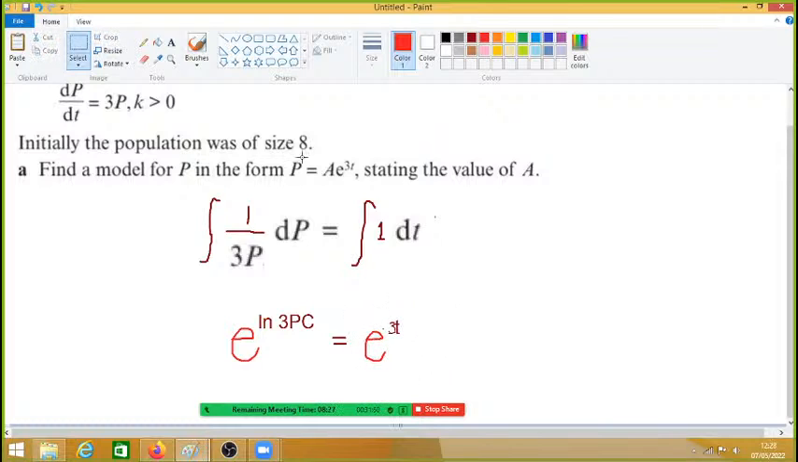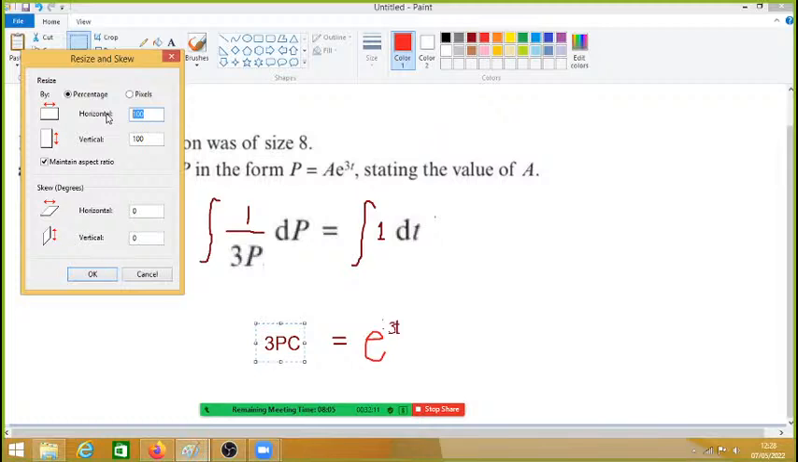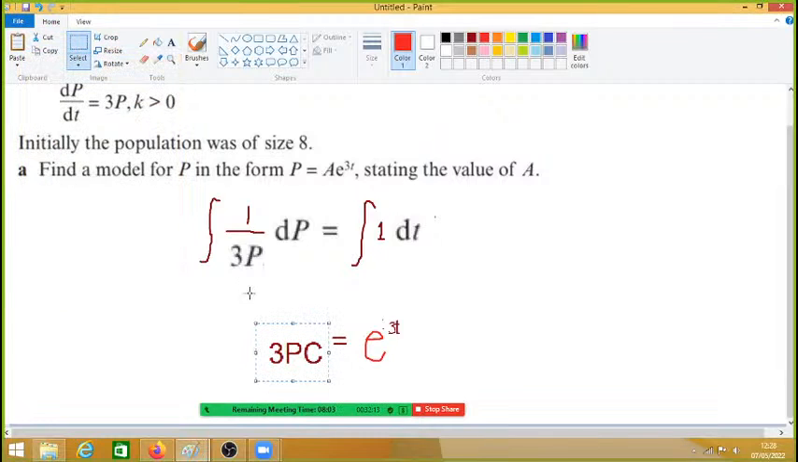The reason we do that is because e and natural log are opposites, so they cancel out, and all you're left with is the 3pc. So we can cancel out the e and the natural log, and all you're left with is what was the power. But it's no longer a power now. The natural log and the e have totally dropped out. So it's 3pc is equal to e to the power 3t.